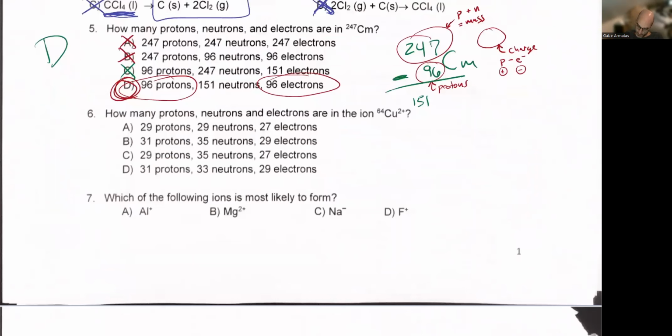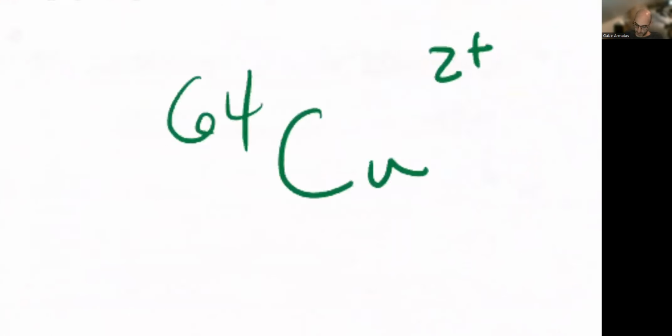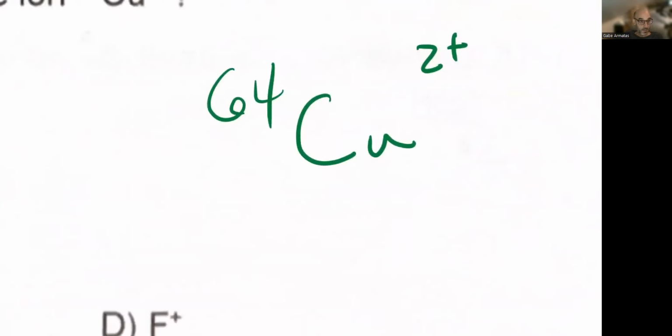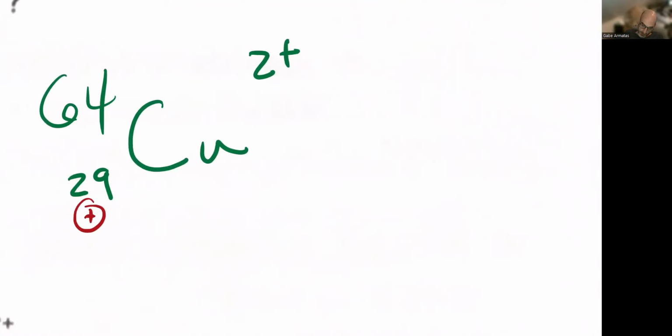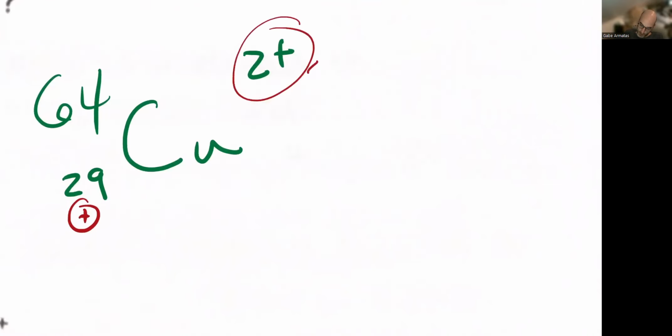All right, next up, copper 2 plus 64. So copper 64. So let's take a look at this one. So copper 2 plus 64. And so I'm going to look at my periodic table. You can always link the element with the atomic number, 29. So I know that it has 29 positive charges. So taking a look at this, I see that it has a 2 plus charge.